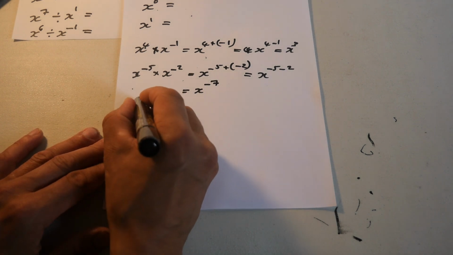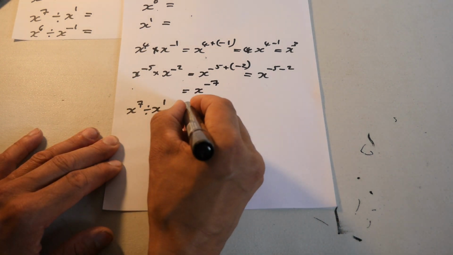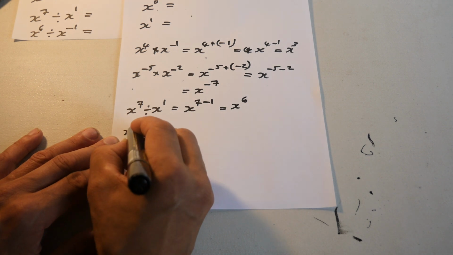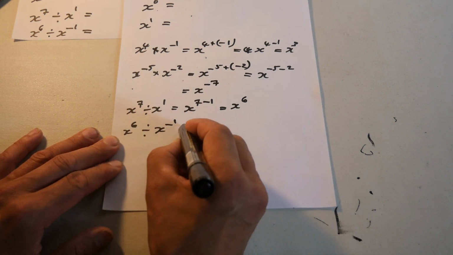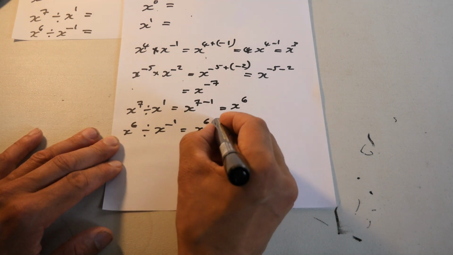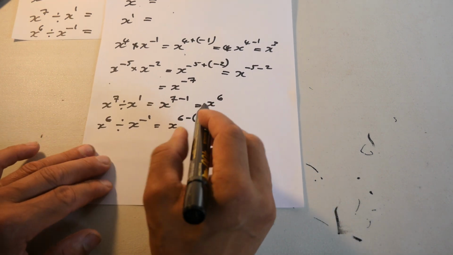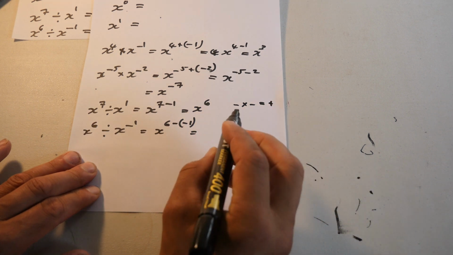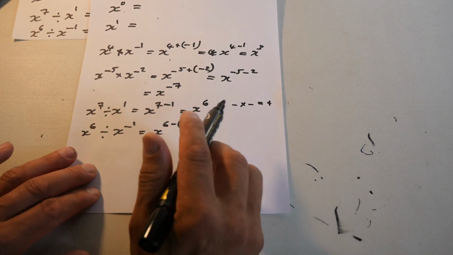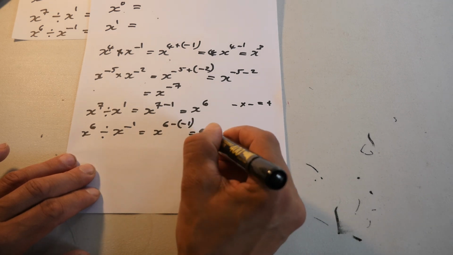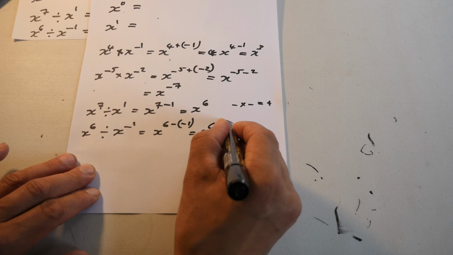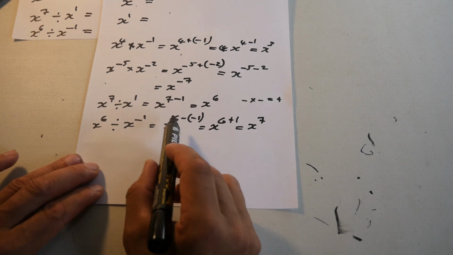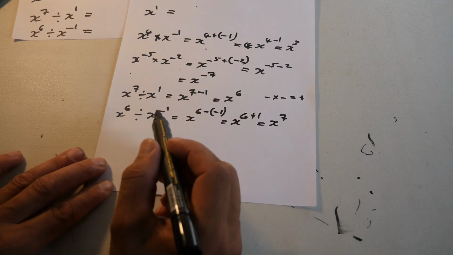Next one, x to the 7 divided by x to the 1 equals x to the 7 minus 1, which equals x to the 6. Okay? X to the 6 divided by x to the minus 1 equals x to the 6 minus minus 1, which equals, remember, minus times minus is plus. So that's x to the 6 plus 1, which equals x to the 7, okay? 6 plus 1 is 7. 6 minus minus 1 is 6 plus 1 is 7.